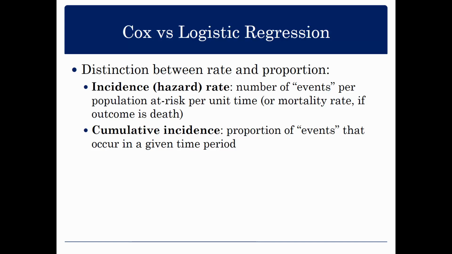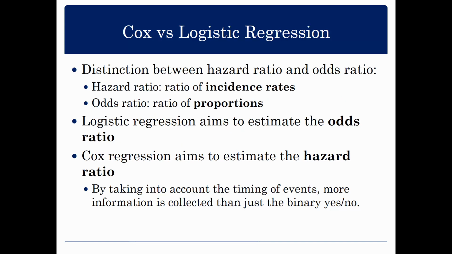We talked about incidence, but let's talk about the difference between hazard ratios and odds ratios. The hazard ratio is a ratio of incidence rates. The odds ratio is a ratio of proportions. So incidence rates, the rate of incident cases over the time period. Proportions is basically like prevalence. It's how many people had this condition or had the event in the time period.